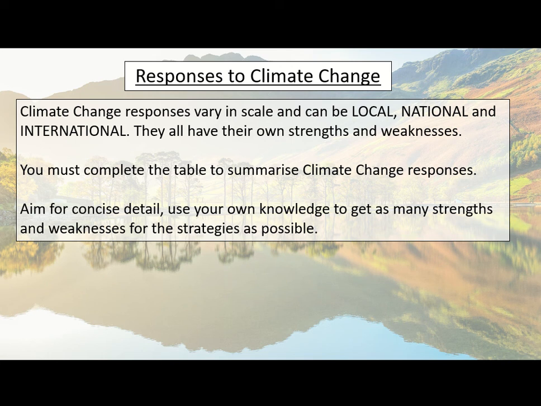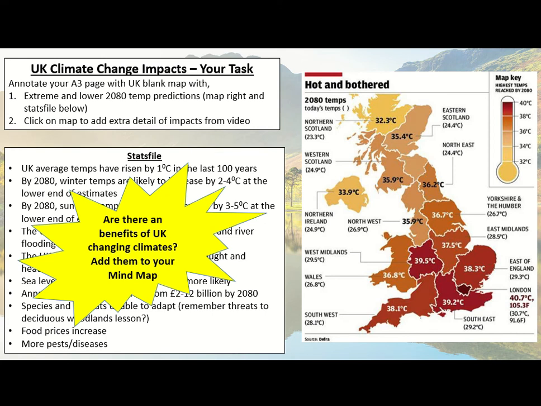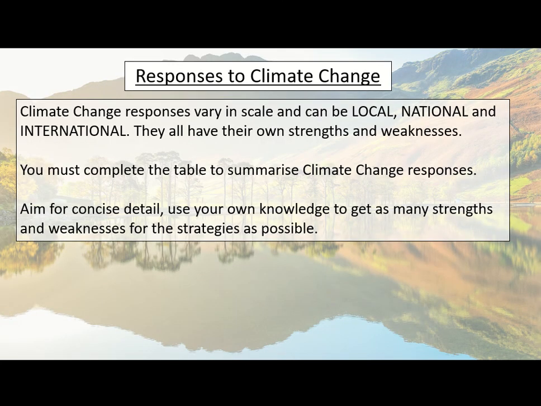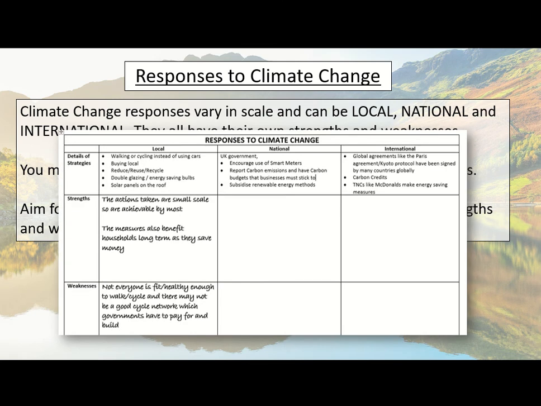Now all of them have their strengths and weaknesses. There are advantages to some and disadvantages to the same ones as well, but they're all ways to try and tackle climate change. They're ways to try and reduce the impacts that we're likely to see that you've already got information on. So in 365, in the Joglogs folder, there is this table, which I've even started for you. So I've gone local, national and international. I've given you a number of strategies. You don't have to come up with the strategies.